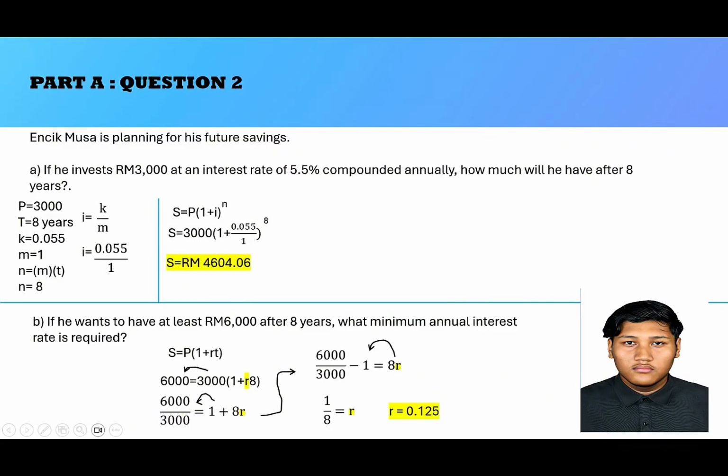And now I do question B. This question is, if he wants to have at least 6,000 after 8 years, what minimum annual interest rate is required? Now you use this formula S equals P(1 plus rt). You can use the manual method or shift solve, and lastly, use a calculator and calculate.